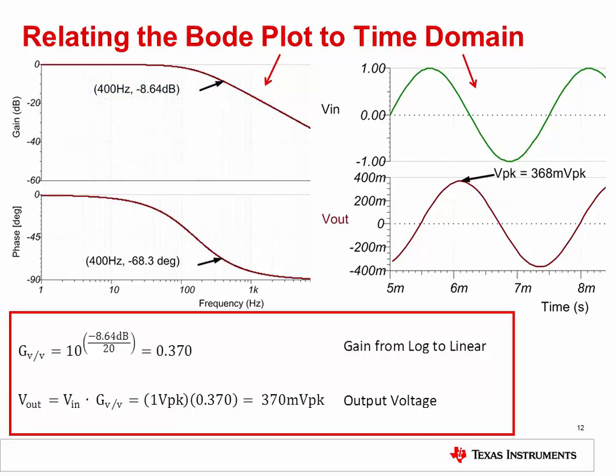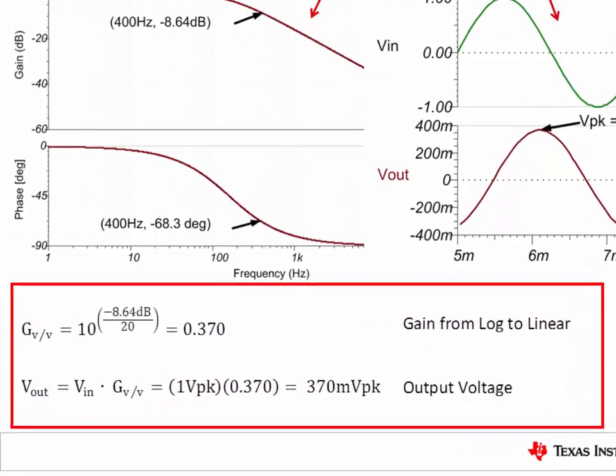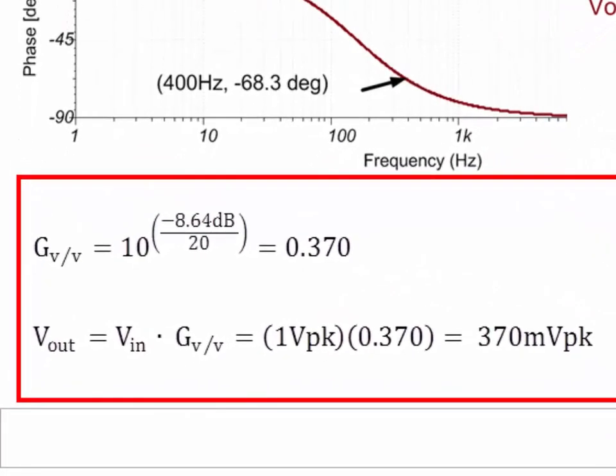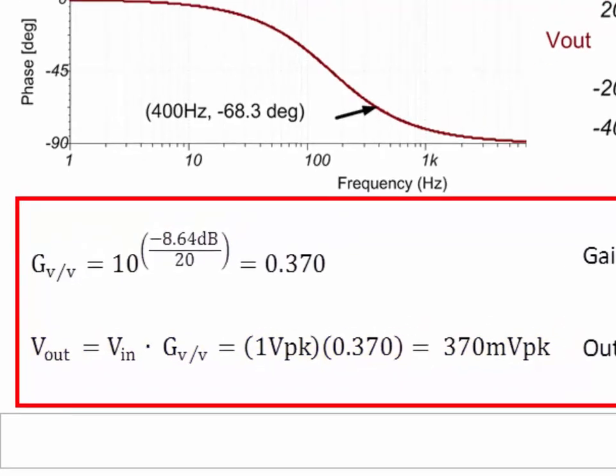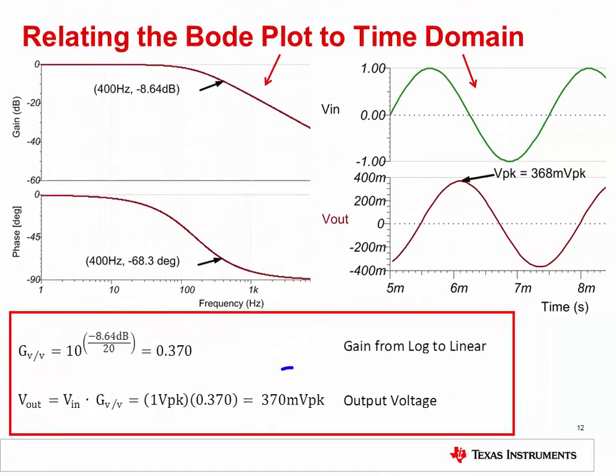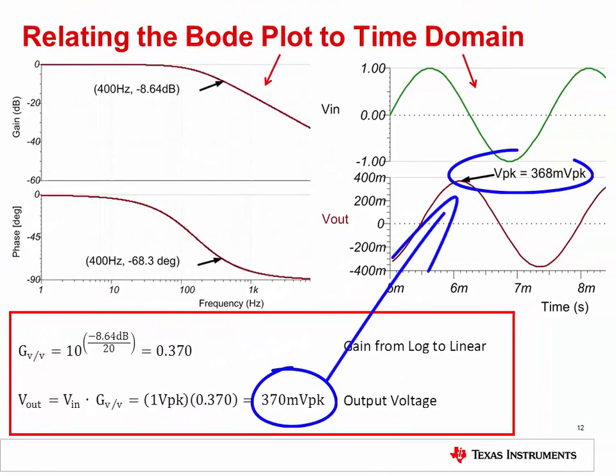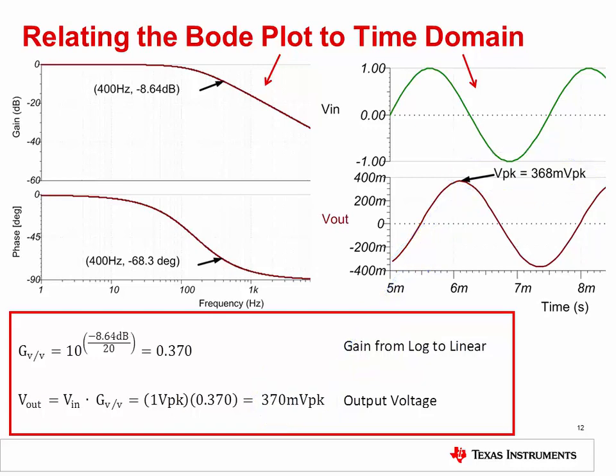Convert the gain from dB to a linear representation, and then multiply the input signal by the linear gain. In this example, minus 8.64 dB translates to 0.37 volts per volt. Since the input is 1 volt peak, the output is 370 millivolts peak. Notice that the time domain simulation peak output is very close to the expected value from the Bode plot.